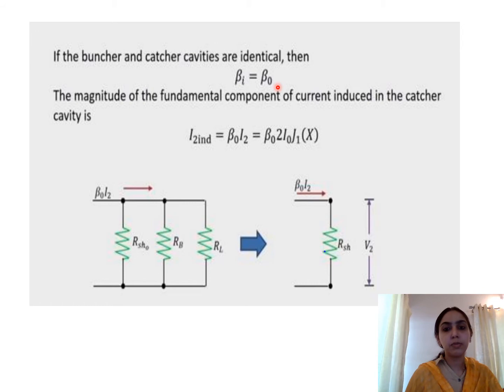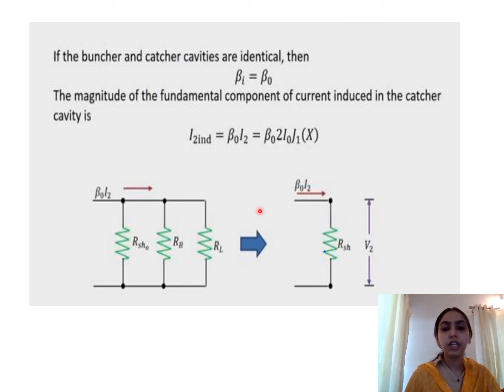From the previous expression, we know the current induced in the catcher cavity. Now if we are considering only the magnitude and neglecting the phase, we can write the expression for the magnitude of the fundamental component, which means from the previous expression we will take only the fundamental component, or n equal to 1. We get the expression as such: I2 induced is equal to beta naught of I2, which is beta naught 2 I0 J1 of x.